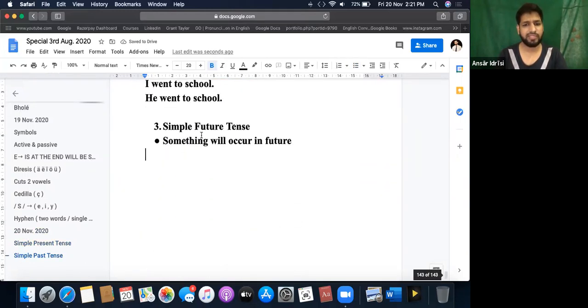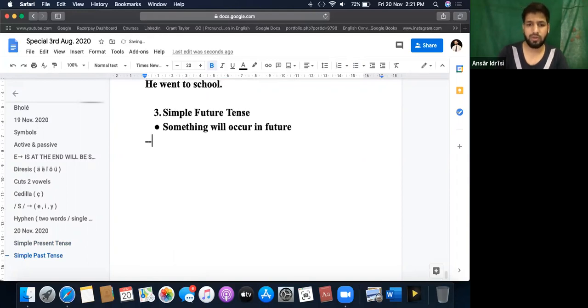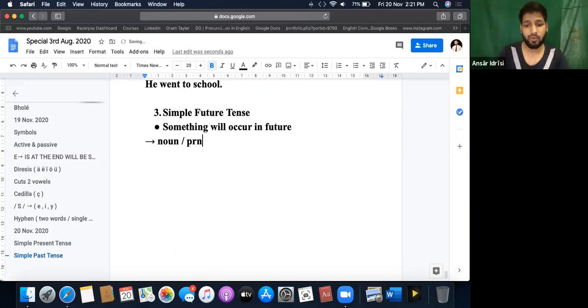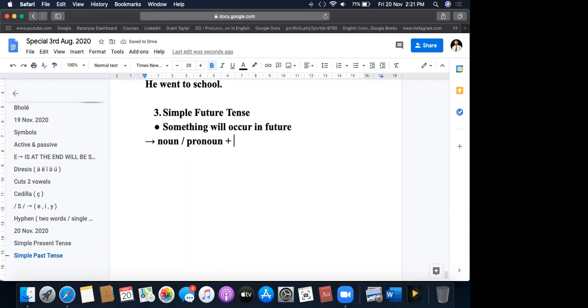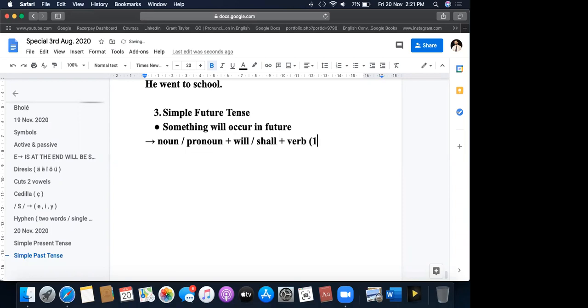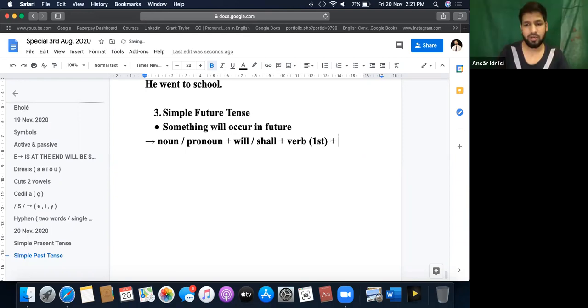All right. And now, what is the rule? All the pronouns and the nouns will come under one roof, so the same rule will be applied there. Noun or pronoun plus will or shall plus verb. And the verb is the first form plus context. That's the main rule. So this is the rule for simple future tense.